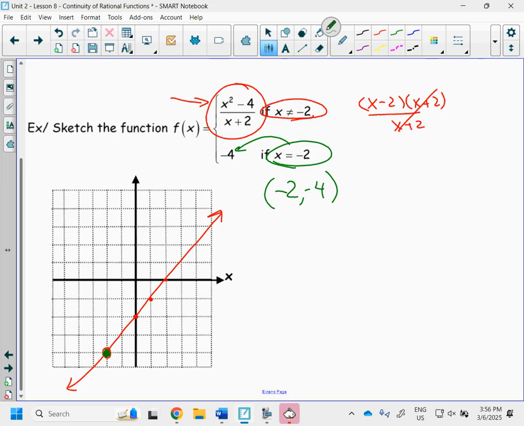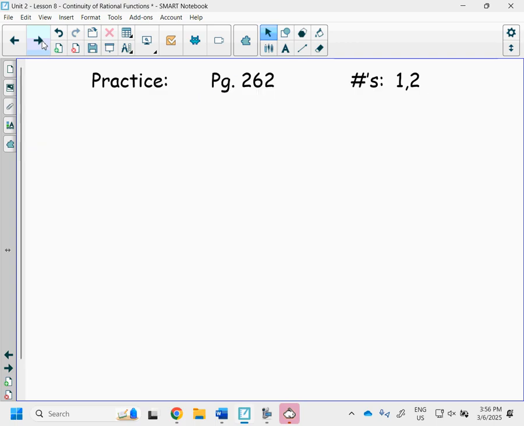So you can remove one type of discontinuity. You can't get rid of an asymptote. That doesn't exist. An asymptote's an asymptote because you can't divide by 0. But you can always remove a hole if you want to do it. Okay, that's it. Those are our graphs.